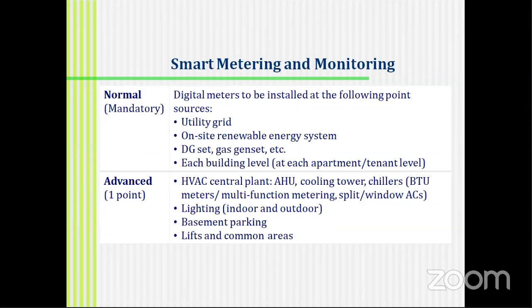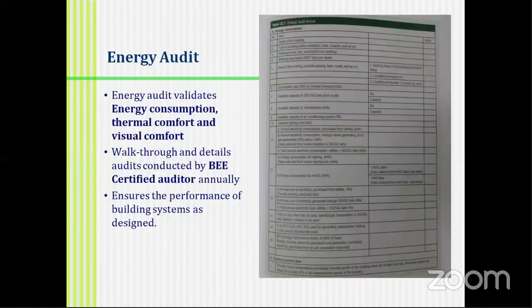So to identify these various kinds of consumption, they are promoting through points that you have sub-metering at every type of energy consumption system or device that you have: for lifts, for common areas, for exit lights, for everything. You have a separate meter, so you know where you can reduce or where you can manage better.